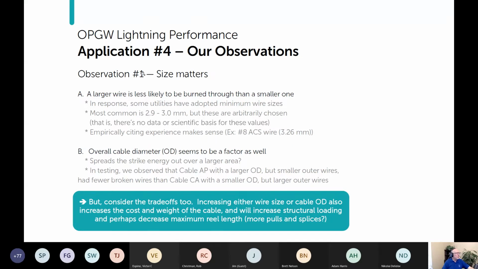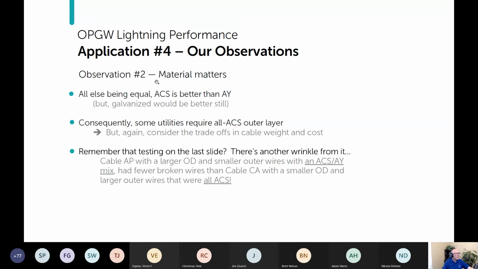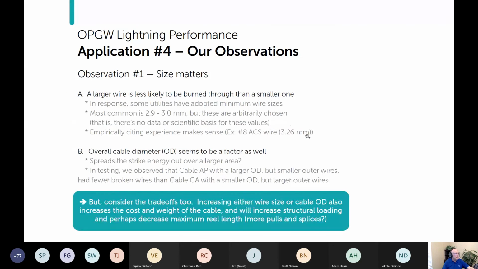Observation number 2, material matters. So in general, ACS seems to do better than AY, but galvanized would be better still. However, galvanized you never see used in OPGW because its electrical characteristics are so poor. As a consequence of material mattering, some utilities do require an all ACS outer layer. That same utility that I talked about here requires an all ACS outer layer. They require the outer layer to be 3.26 millimeter and all ACS.